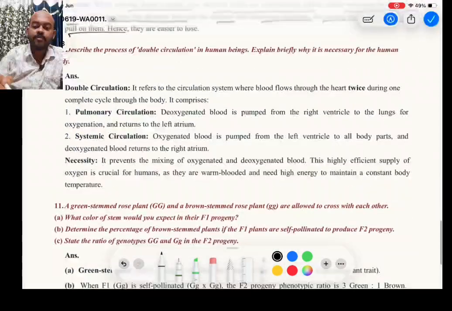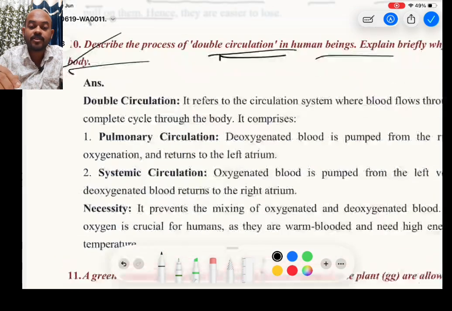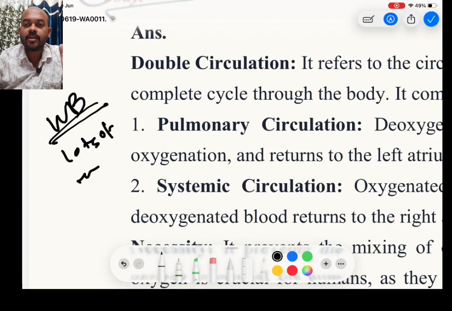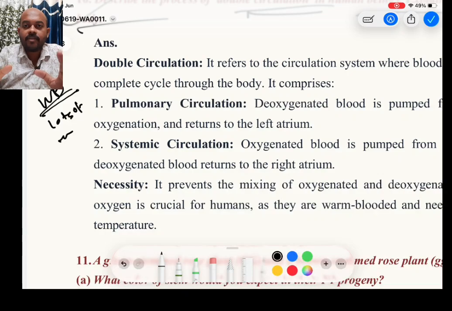Next, describe double circulation, very important in human beings. Explain briefly why it is necessary for the human body. So why is it necessary? Because we are warm-blooded animals. Warm-blooded animals, we require lots of energy. Why? Despite the outer environmental condition, we keep our inner temperature stable. So this is about the characteristic of warm-blooded animals. So that is why, for maintaining a great energy level, double circulation is required.